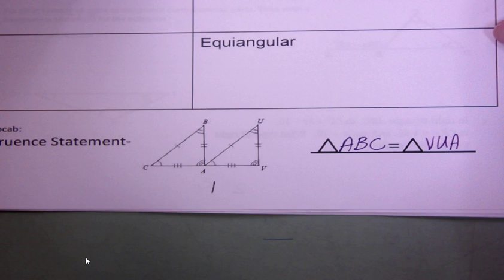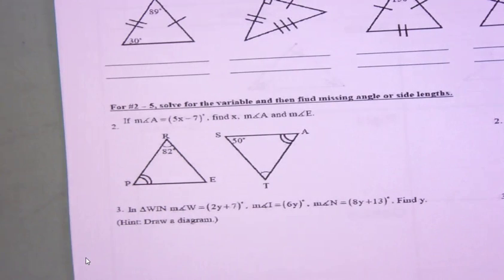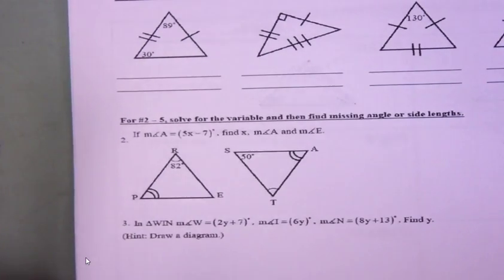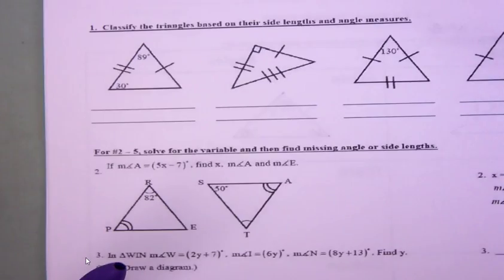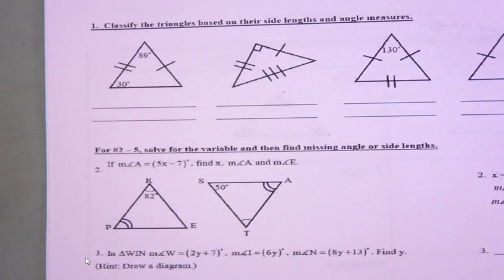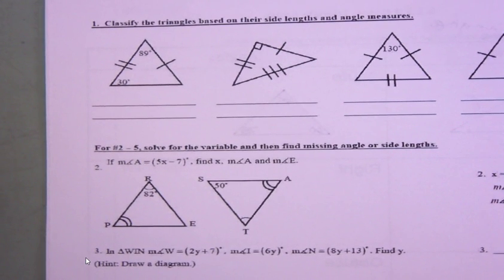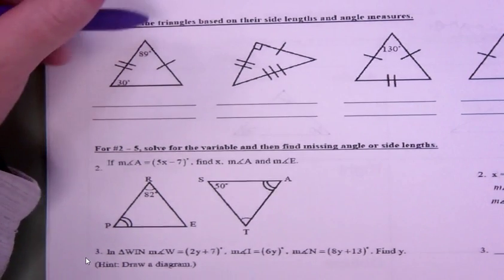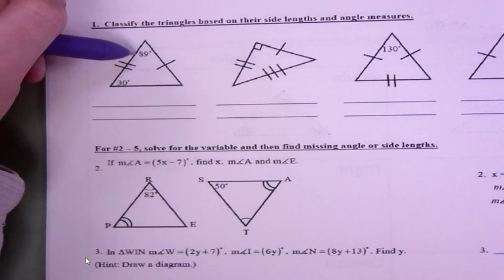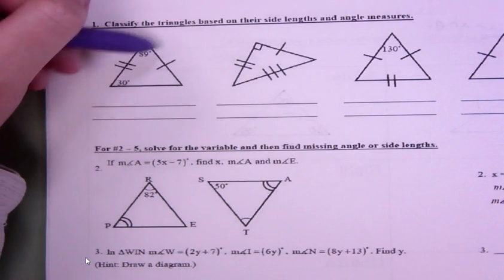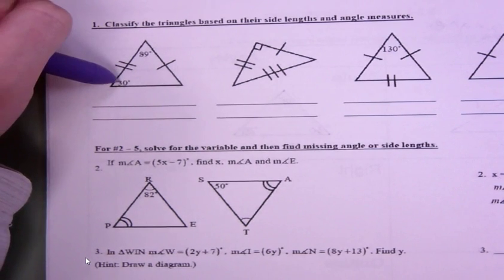Okay, on the top of that next page, let's see if we actually learned something from the warm-up. We are going to write 2 words. We're going to classify it by its sides and by its angles. That is an acute. So this is an acute triangle because this is less than 90, this is less than 90.